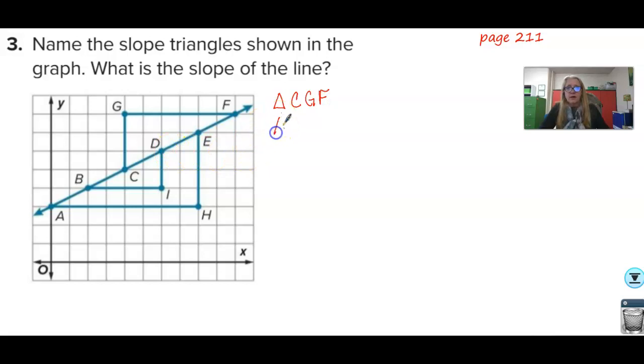We also have this little one here. This is triangle BID. And then we also have this big triangle here, this one here, EHA.